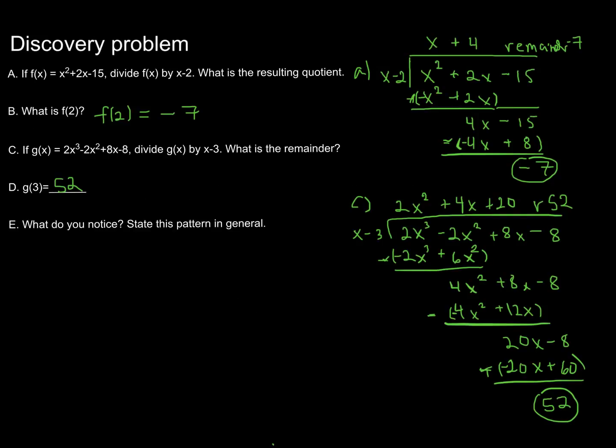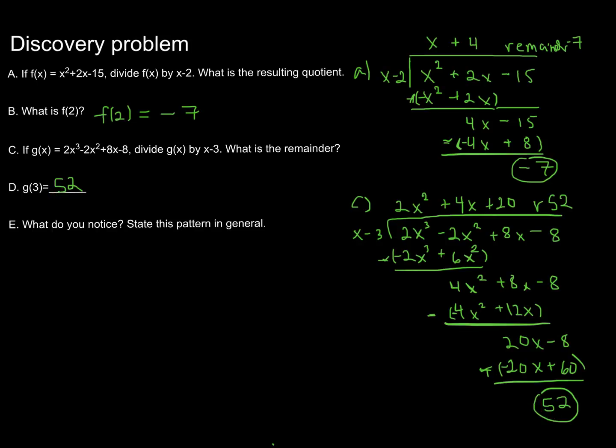So the really important thing to recognize here is the relationship between the remainder that you get when dividing by this linear factor and the value you get when you plug in the constant term of your factor. In this case, the constant term is 2, x minus 2. When you plug in 2, you get the same value that you got for your remainder. Testing this out again, we divided this cubic by x minus 3. And when you plug in the value of the constant term, 3, you get 52, which is the same as the remainder.